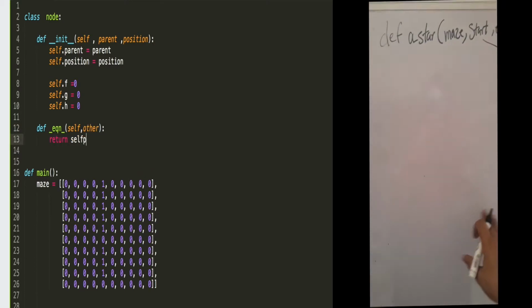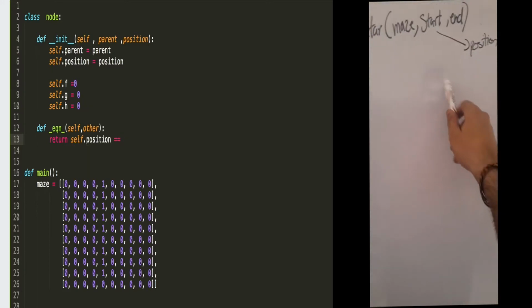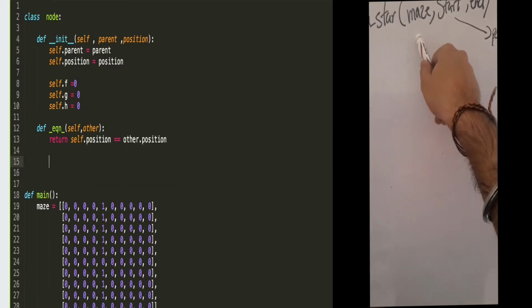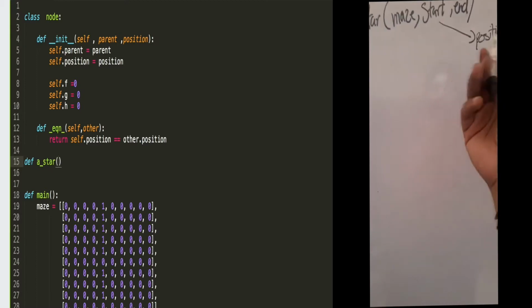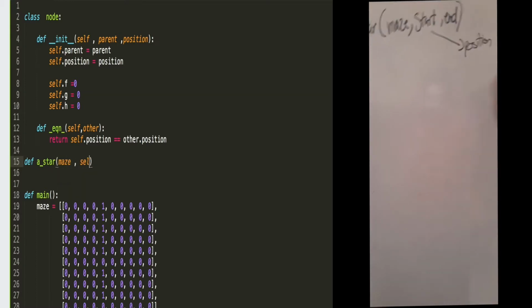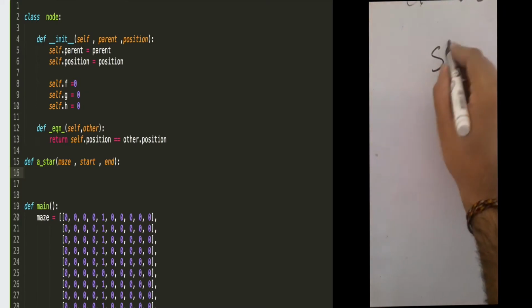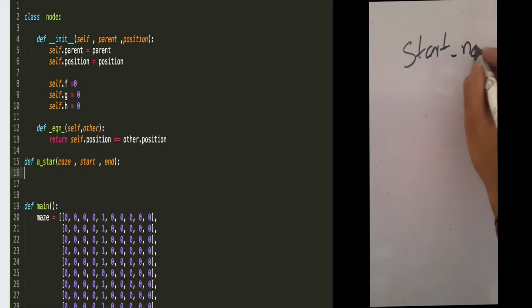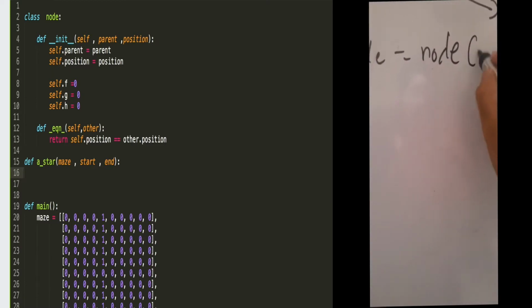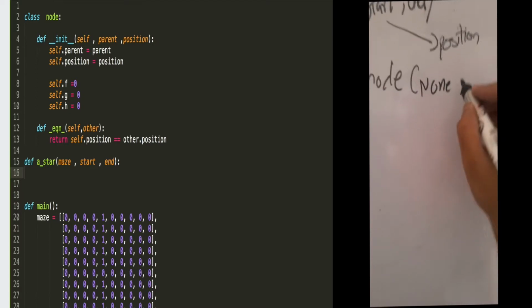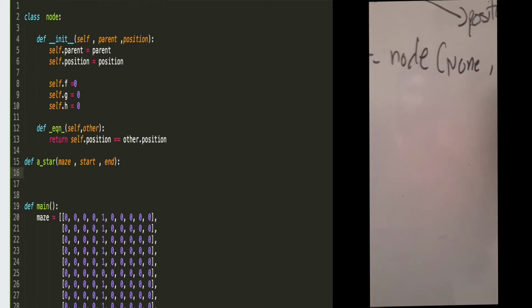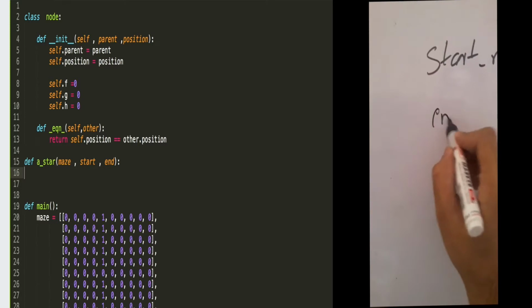So let's begin with a function. We have a function a star. It contains the maze, the graph that we created, and start and end. Those are the positions of the nodes. So we're going to begin with creating the nodes. We're going to have a start node. We're going to pass the parent, which is None, and the position. And similarly, we're going to do the same with the end node.